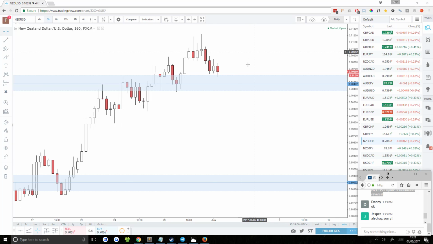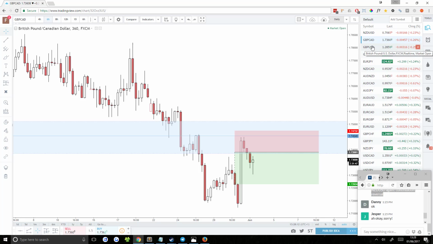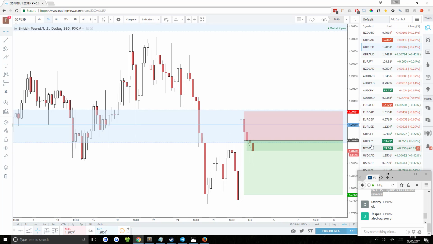Let's keep a close eye on New Zealand USD. This looks quite interesting. It looks like it could give us a nice little continuation trade. Let's keep a very close eye on this. New Zealand USD, moving it to the top of the list. And let's just see how it goes.